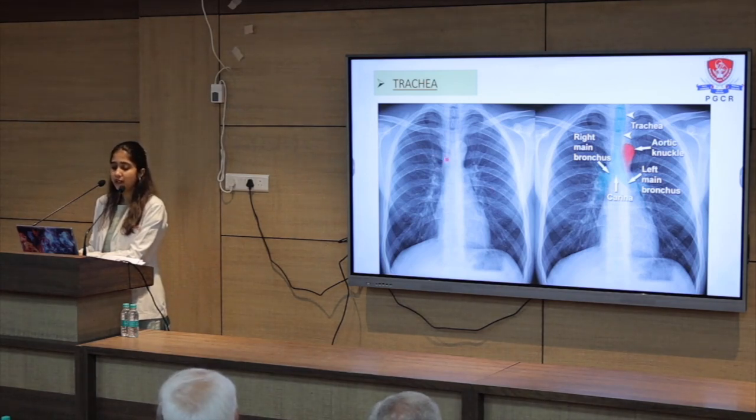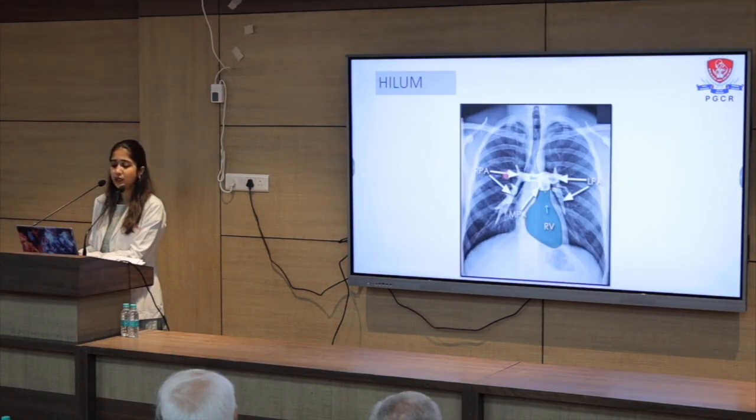The angle formed by the right and the left bronchus is the carinal angle, and the normal angle is 60 to 75 degrees. In the trachea, we have to see its deviation, its narrowing, and whether any intraluminal lesion is there or not. Now the hilum. The hilum constitutes the pulmonary artery, pulmonary veins, and lymph nodes.